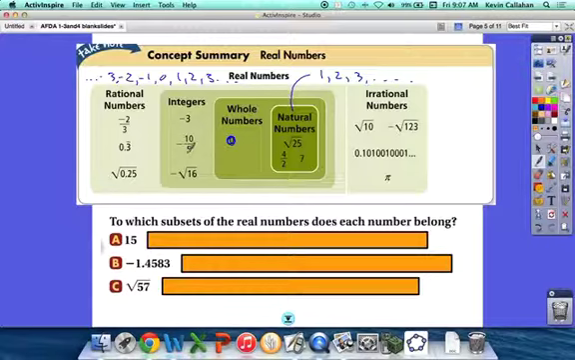But if it can be simplified to be an integer, then it's an integer. So 10/5 is 2, that's -2. The square root of -16. Okay, that simplifies because 16 is a perfect square. So that is an integer.